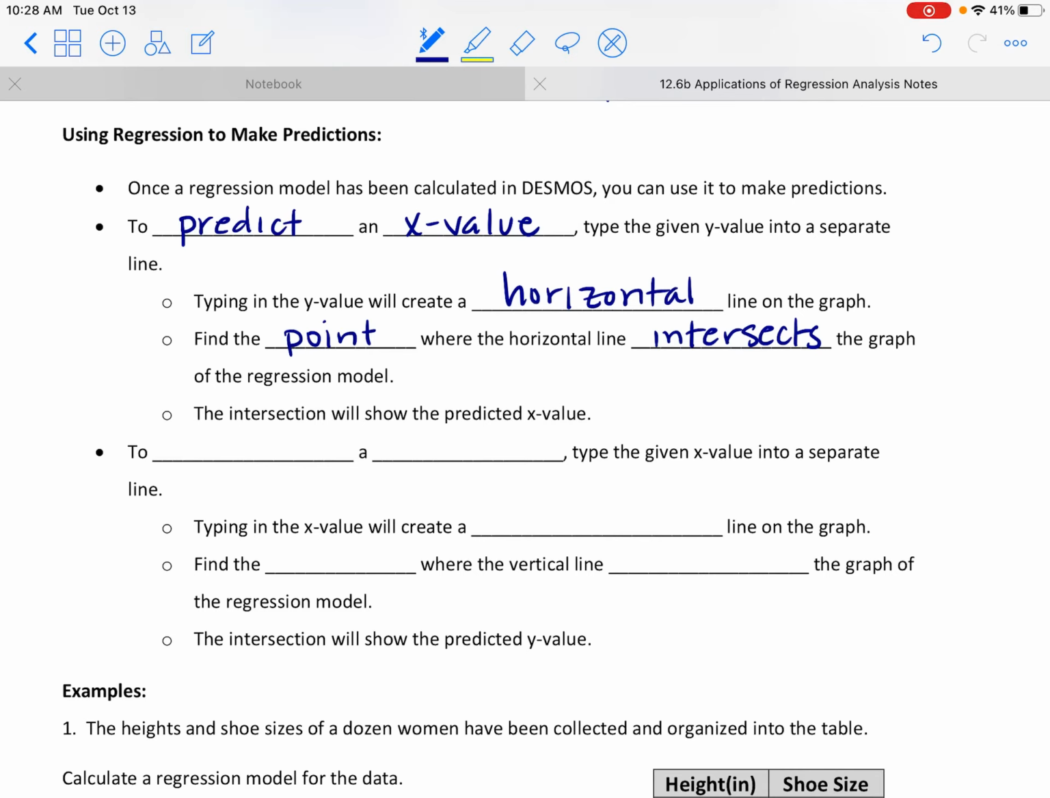The same thing will happen if we're working in reverse. If we want to predict a y value, it's because an x value is going to be given to us. So we're going to type that given x value into a separate line. Typing that x value is going to create a vertical line in our graph. Again, we want to find the point where that vertical line intersects our regression model, and the intersection is going to show the prediction.